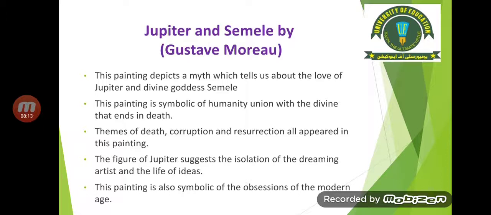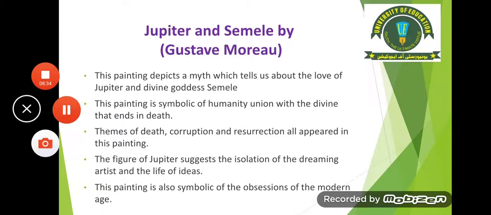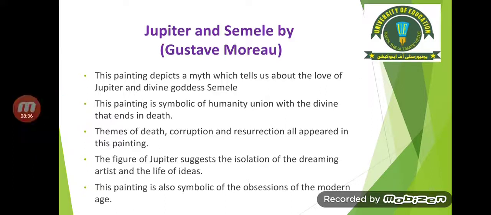This painting depicts a myth which tells us about the love of Jupiter and the divine goddess Semele. This painting is symbolic of humanity, union with the divine that ends in death. These were the themes which were important in these paintings, like the themes of death, corruption, and restoration. All appeared in this painting.